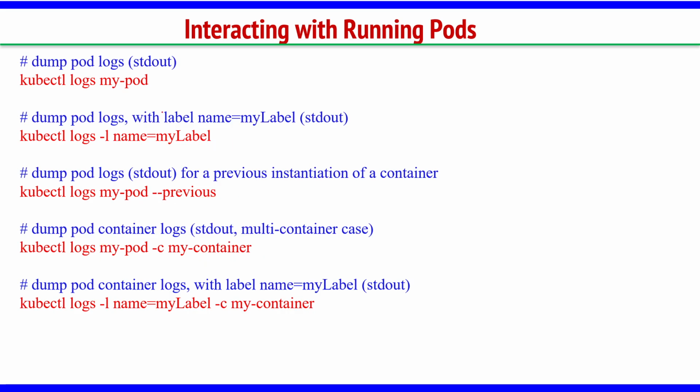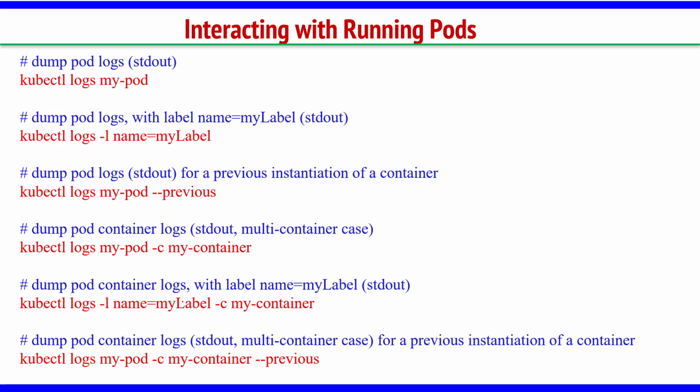And then dump pod container logs with the label name. If you want to see the container logs with the label name, you can use -l my-label, right. So we have so many such commands. Dump pod container logs for the previous instantiation. If you want to go back to the previous version of the container, you can give the --previous flag.